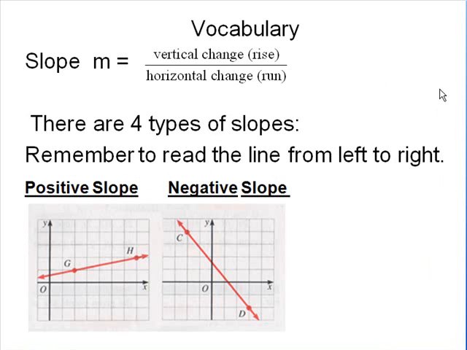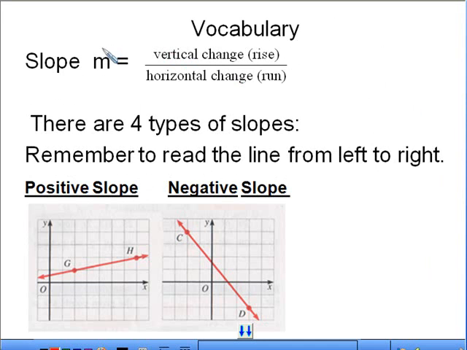Now, slope. First of all, the letter M is used to represent the slope. The slope is the vertical change, how much the line moves up or down, divided by the horizontal change, how much the line runs to the right. Just keep in mind that the way I'm going to teach you how to find the slope, we usually run to the right, so we're always going to run to the right.